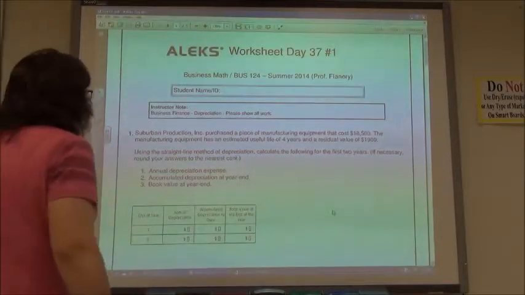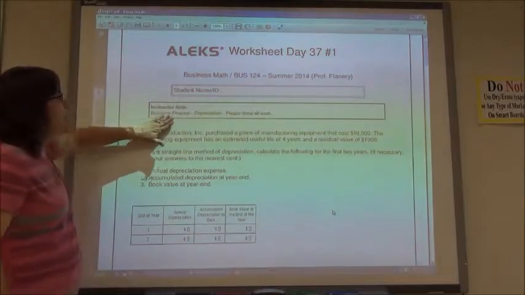Business Math Worksheet Day 37. We're going on to the business finance.